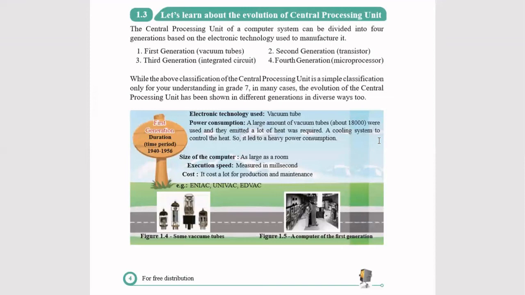And the cost was so expensive. The cost is high because the production and maintenance technologies were not there, and it took so much effort. So the cost is very high, right? Examples are ENIAC, UNIVAC, and EDVAC, right? Just remember these for reference.